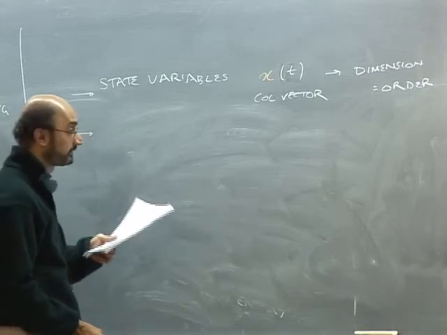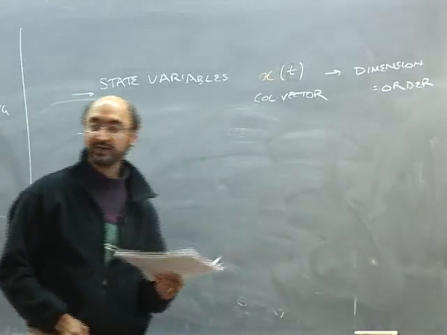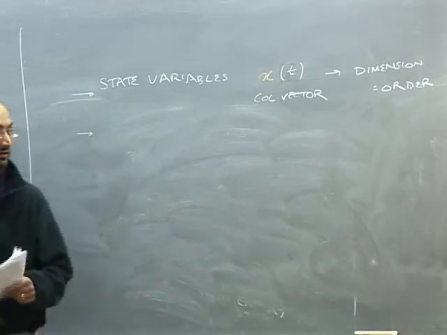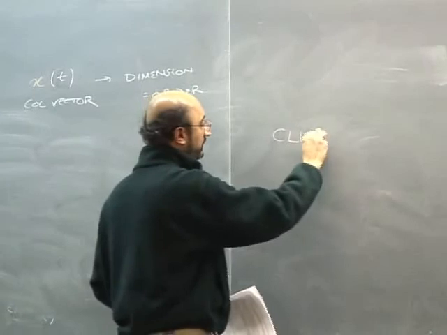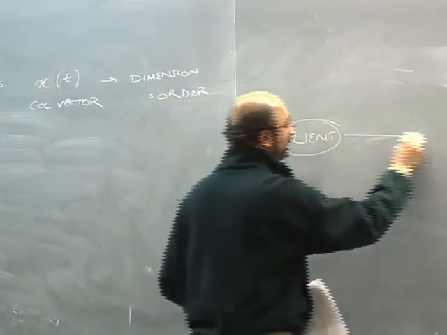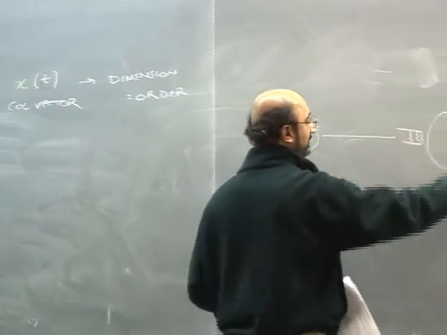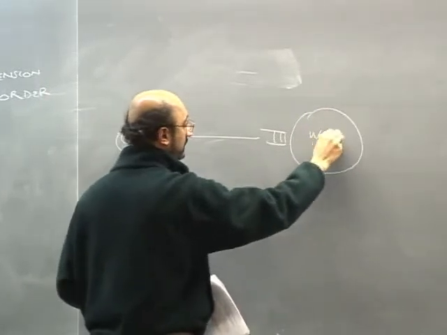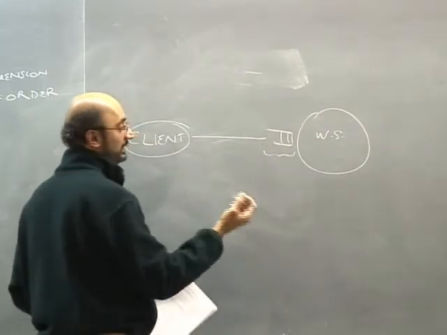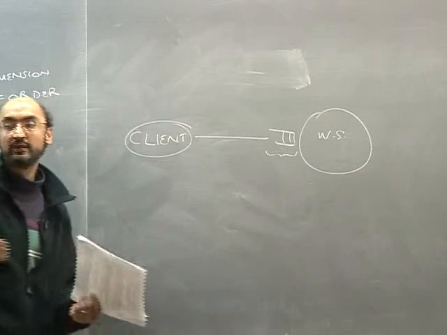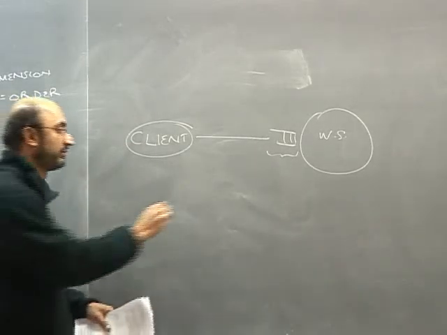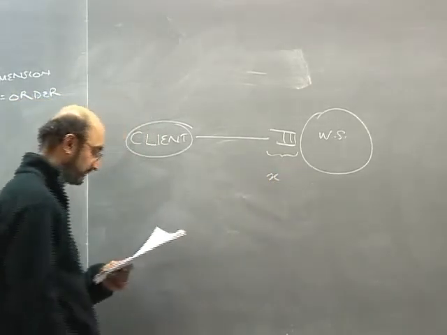Right. So I was talking about the web server example we talked about last time. If you remember that, we had some client or the browser or whatever, and then we had a buffer, and then we had the server, web server. So we have one buffer over here. So we need basically one state variable, which is the buffer size, which you can call x over here.